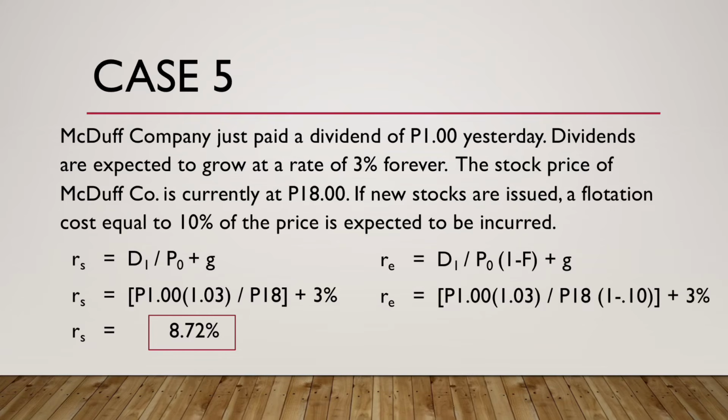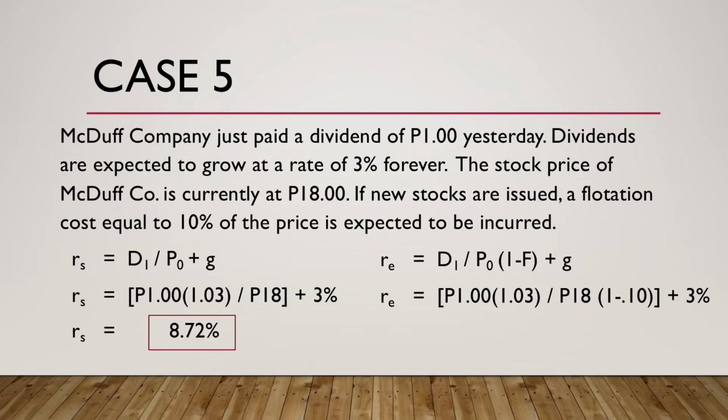This is equal to 1 times 1.03. Let the dividend grow for 1 year, since 1 peso is the dividend already paid, divided by 18 pesos times 1 minus 10%. Because there is flotation cost, the company will not receive the entire 18 pesos from the issuance. It will be less 10%, and hence the adjustment, plus 3%. We would have an R sub E of 9.36%. The cost of external equity is 9.36%.